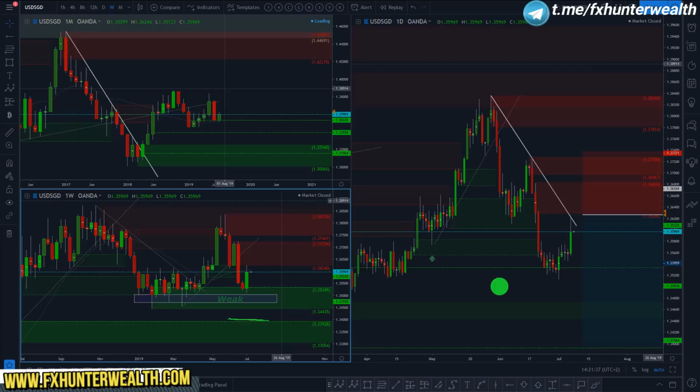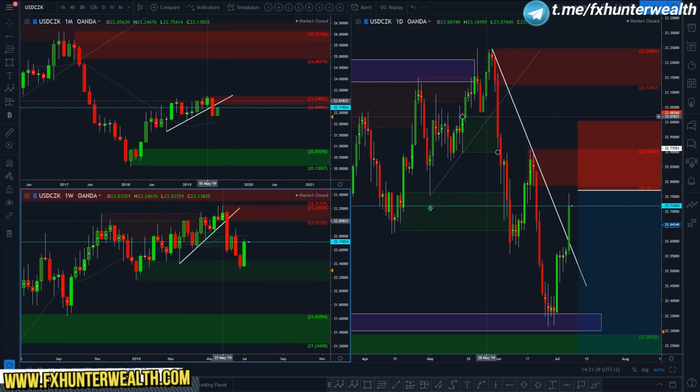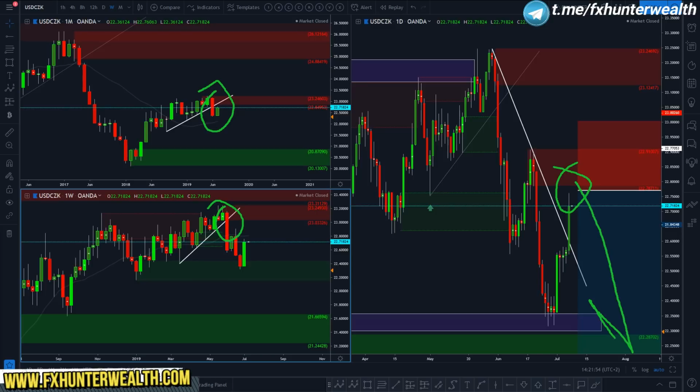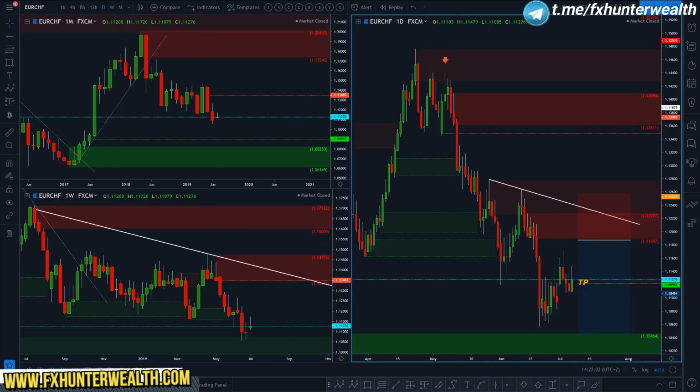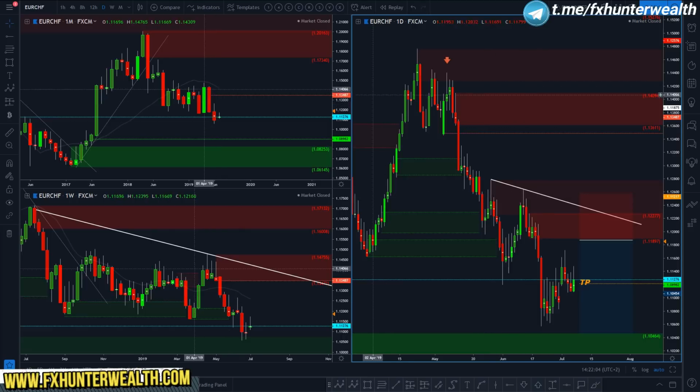All right, next one will be USD CZK, Czech crown. Okay, so here is a break of the monthly trend line, a break of the weekly trend line, and the daily is in the downtrend. Again, nice short, easy. Now it's a very simple price action on the markets. It's very good, and I think next week will be very good to make some money.